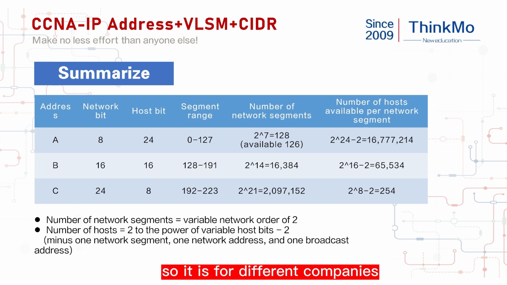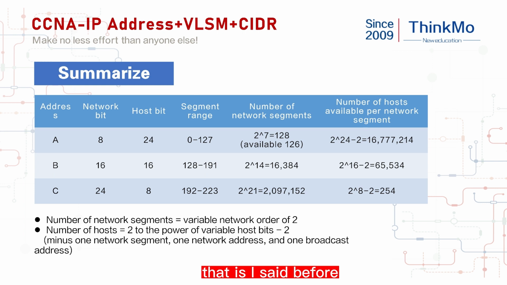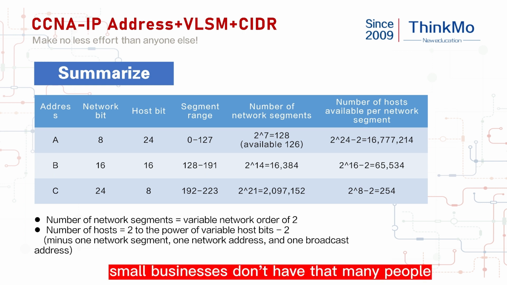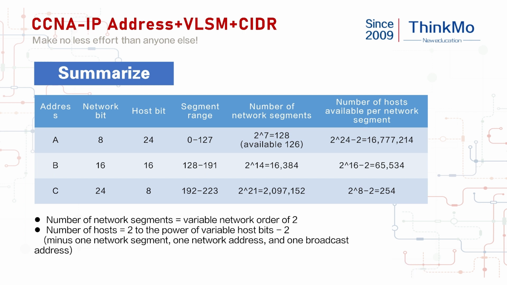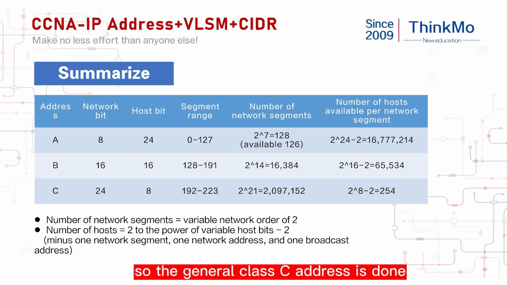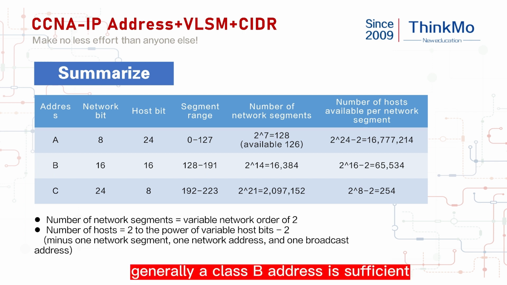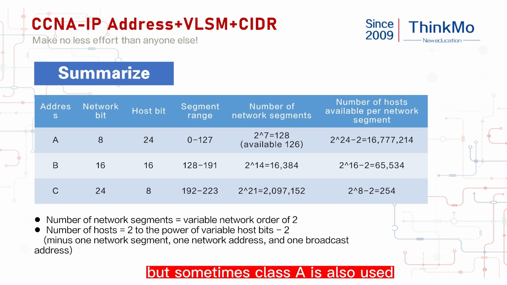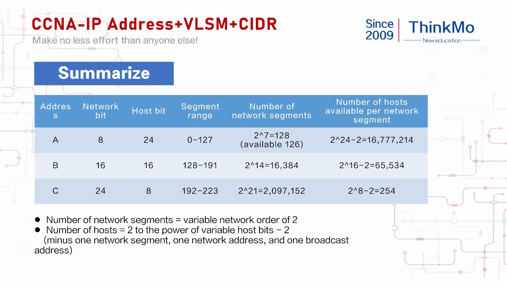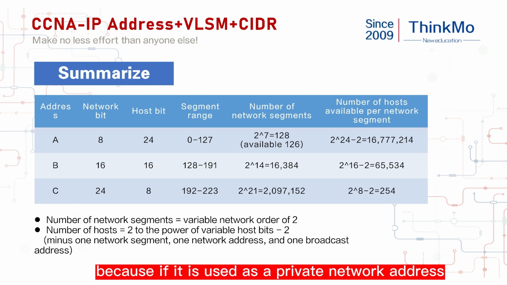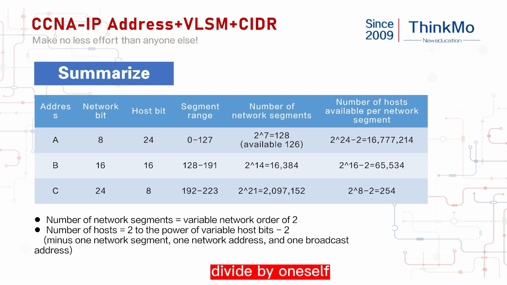So it is for different companies. As I said before, small businesses don't have that many people, so generally a Class C address is used. There are only a few dozen devices, so you don't need to spend such a large network segment on it. For medium-sized companies, generally a Class B address is sufficient, but sometimes Class A is also used, because if it is used as a private network address, you divide it yourself, and it's just a management issue.